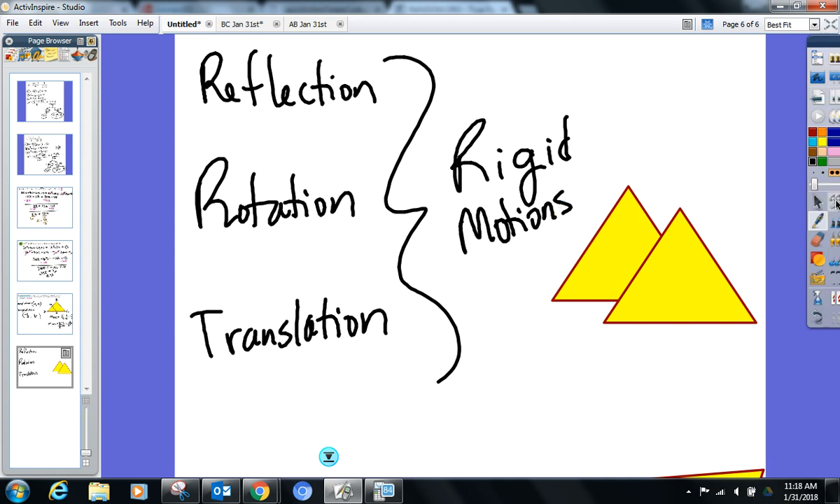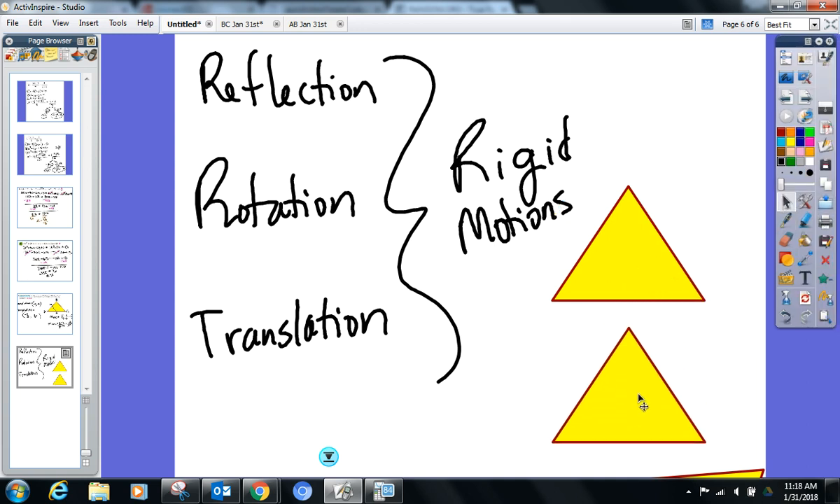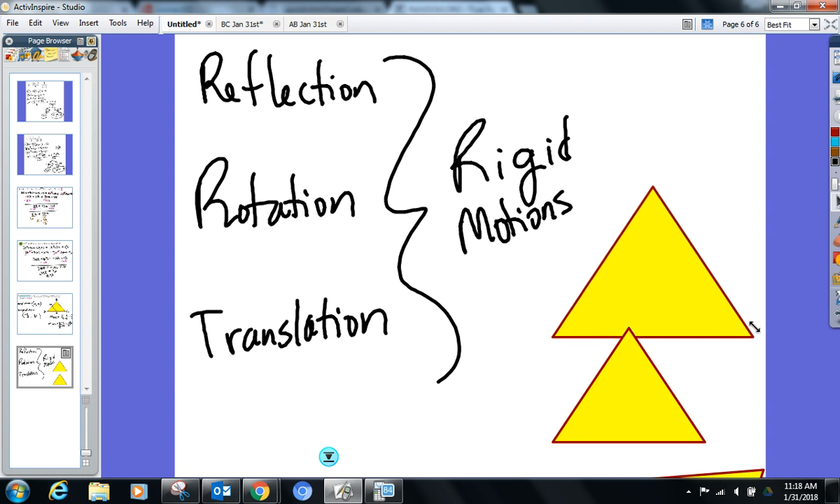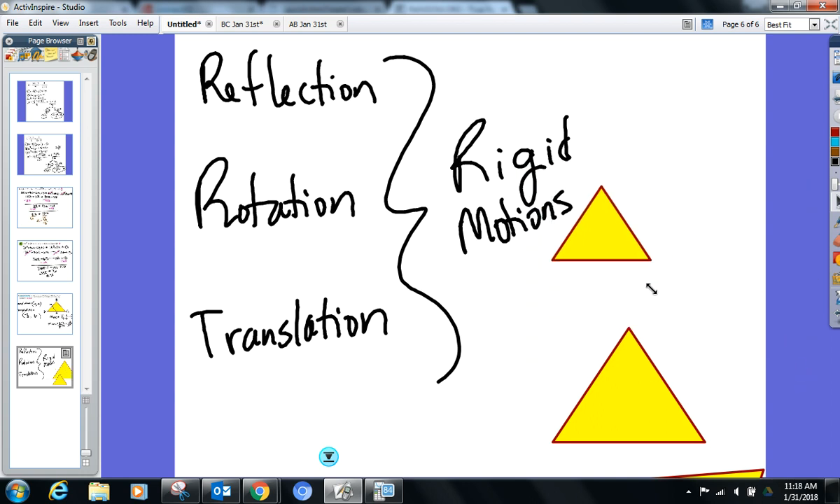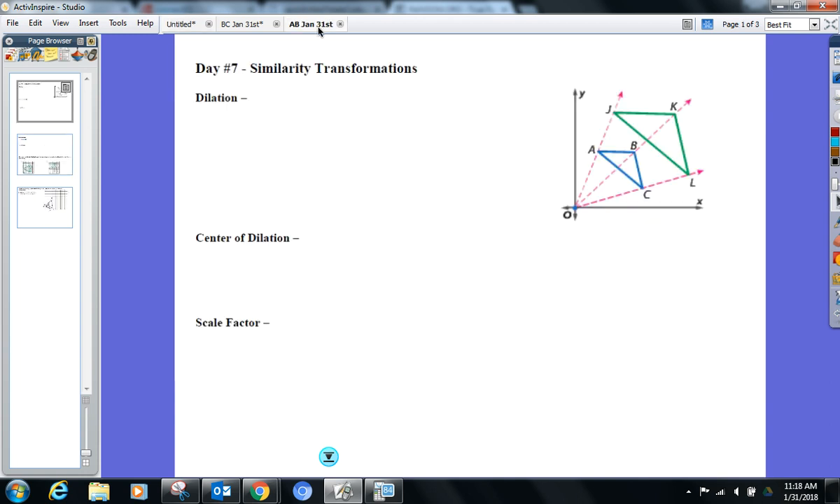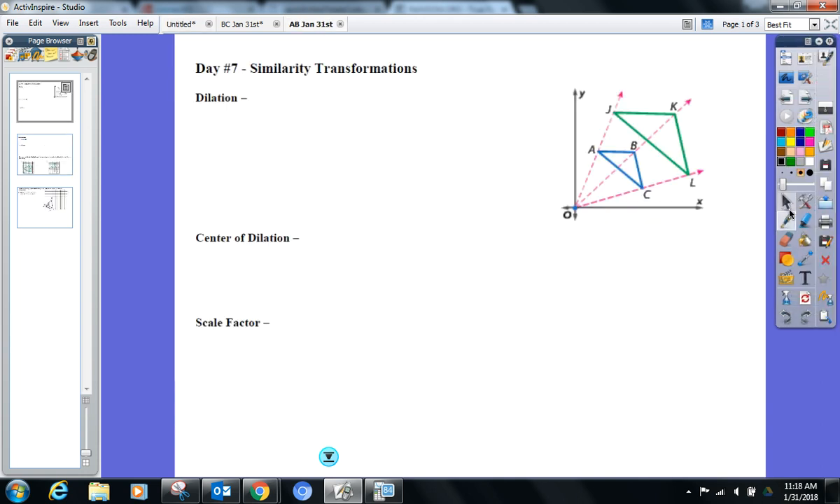But today when I blow up a triangle or reduce it in size, it'll make the triangles not congruent, but similar. So that's today's topic, a dilation. Why does it make the triangles similar? All right. So let's talk quick definition first of dilation and why it fits into the similarity unit.